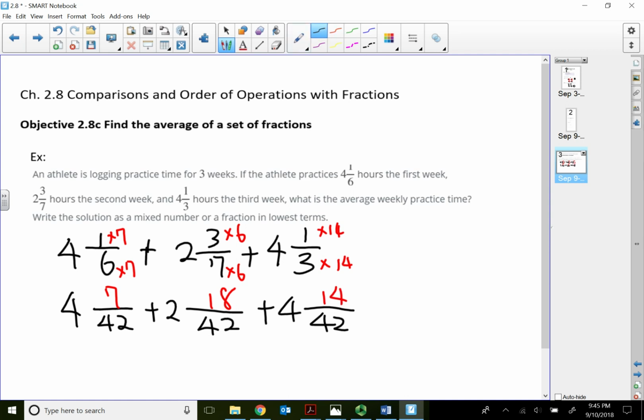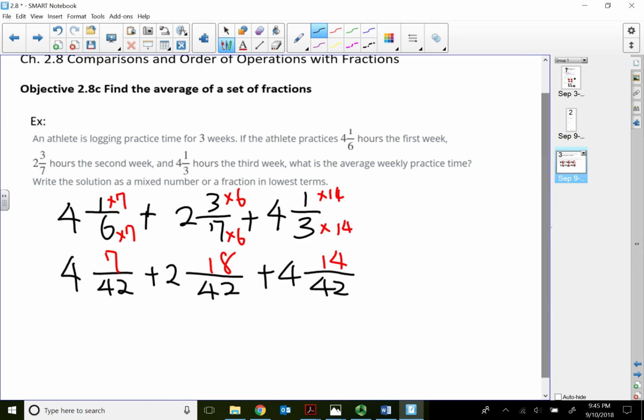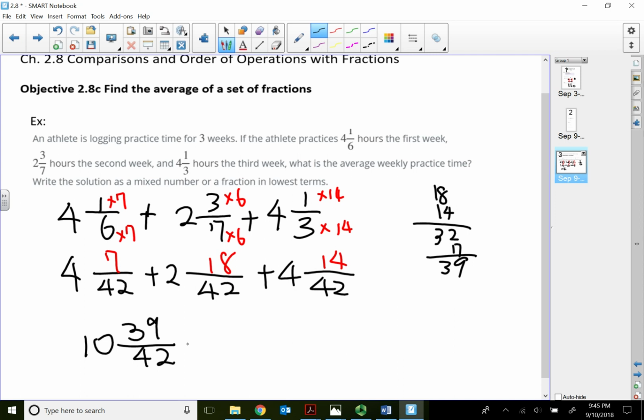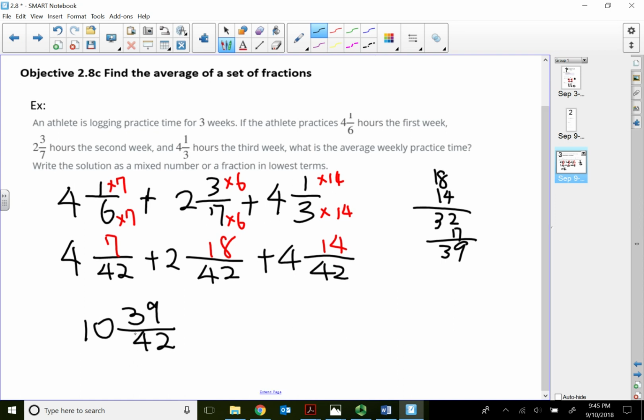All right, so let's add up the fraction part real quick. 18 plus 14 is 32, plus 7 is 39. So the fraction part is 39/42. 4 plus 4 plus 2 is 10. So this is 10 and 39/42. All right, so once I add them all up, the next thing I do is divide by how many I added, which is 3.